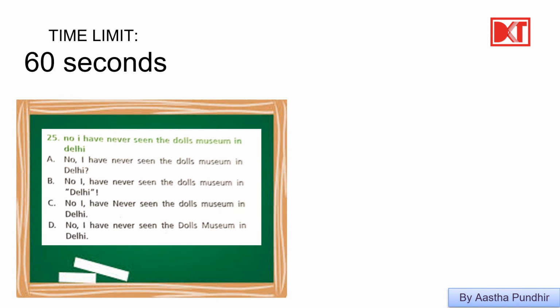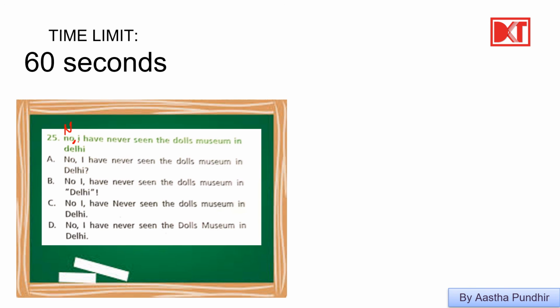Alright, so this one says, "No, I have never seen the Dolls Museum in Delhi." Alright, so here, "no," here N will be capital because it is the first letter of the first word of the sentence, and so the sentence begins with a capital letter. N is capital, and then after "no" there will be a comma because we are addressing and saying, no, I have never seen the Dolls Museum.